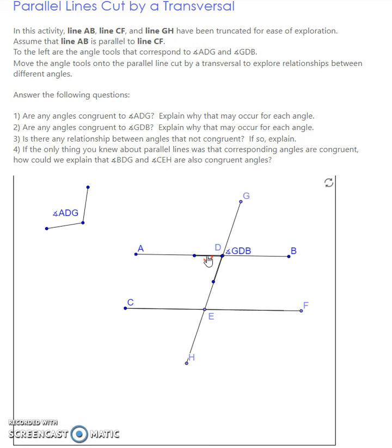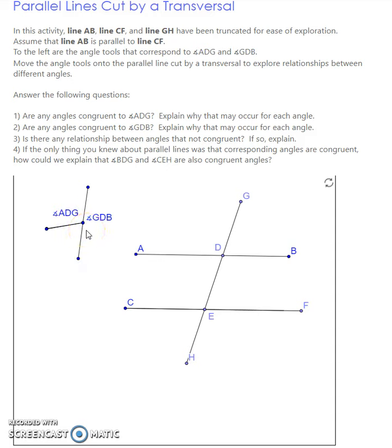So then the question is, are there relationships between angles that are not congruent? Yeah, GDB is not anywhere congruent to ADG. But what I can see is if I put them side by side, so I can match up these two parts here, so I can get it to align here, what I end up with is a straight line. And that straight line represents a 180 degree angle measure.